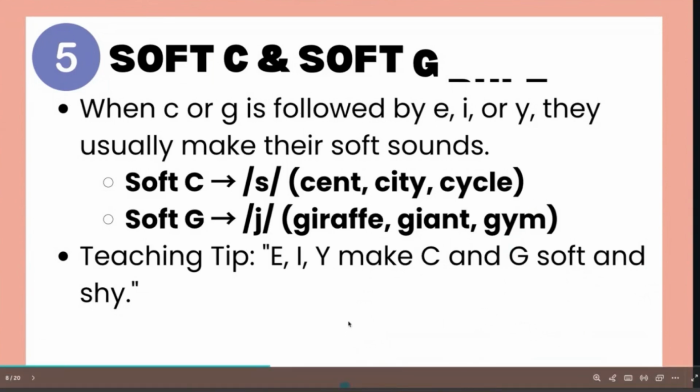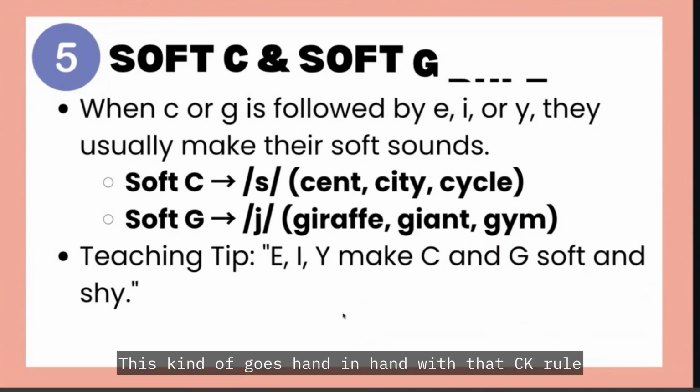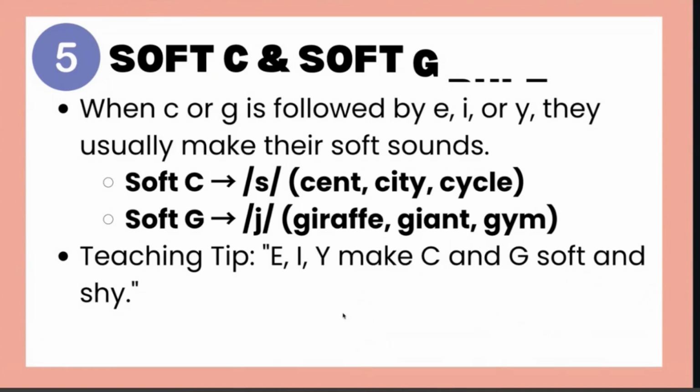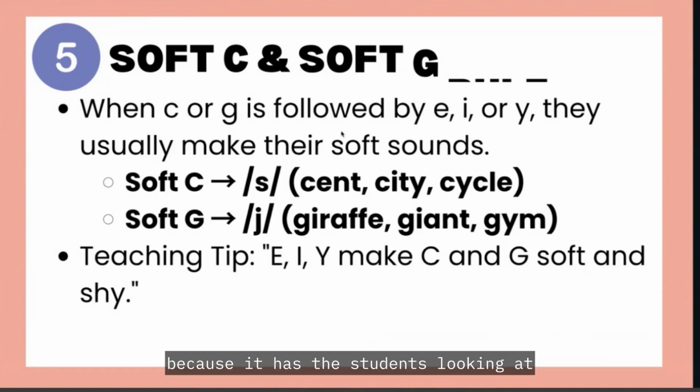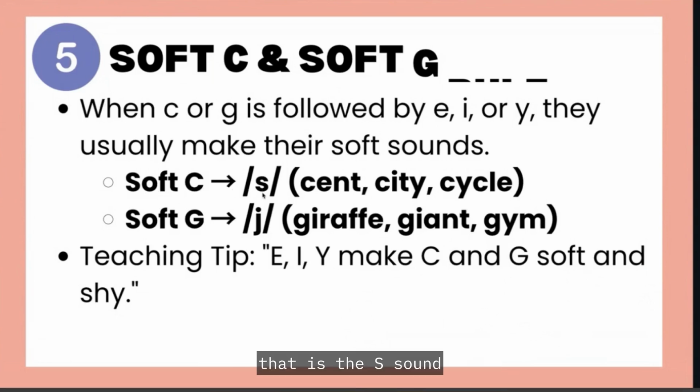And so this goes hand in hand with that CK rule, the Kite rule, because it has the students looking at that vowel again and thinking, okay, well, what vowels are with which letter and what sound is it going to make? So for the soft C sound, that is the S sound.